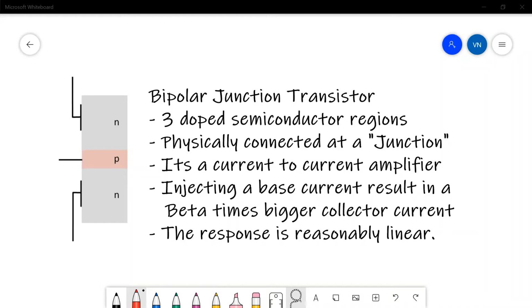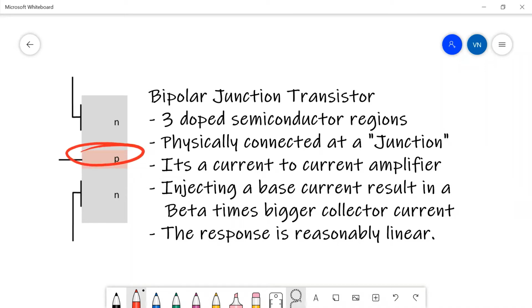Let's refresh our memory on the bipolar junction transistor before we start talking about FETs. So the BJT had 3 doped semiconductor regions, and they were physically connected at a junction. And it's a bipolar junction because it's the joining of an N and a P region. The BJT is essentially a current-to-current amplifier.